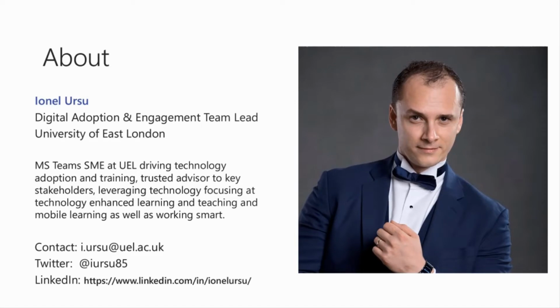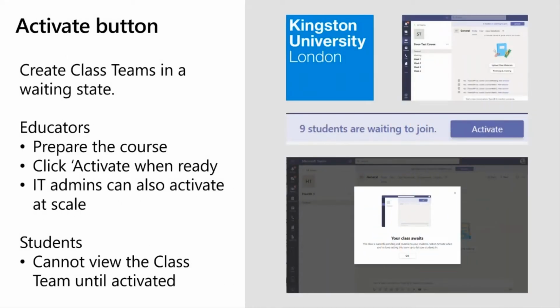So that's a tremendous example from the team at University of East London. And one of the things that you would have heard mentioned was the ability to have that activate button. That is the ability where, when you create a class team automatically, you can have it in a pending state that only the educator can access, and the students cannot view it until that educator is ready. And here's a screenshot in the top right from Kingston University, who have achieved exactly that.